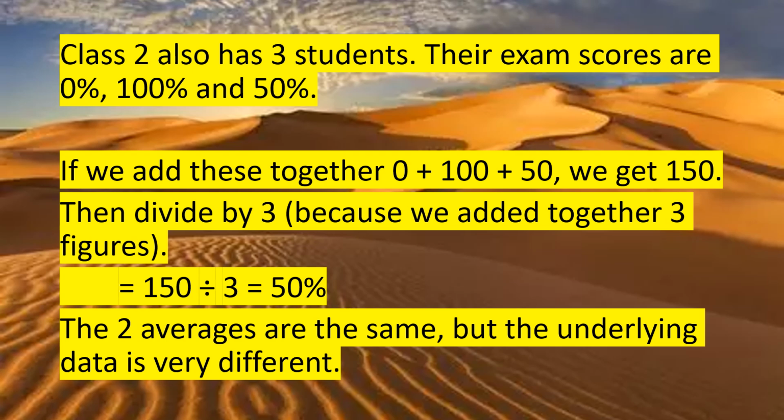So the two averages are the same, but the underlying data is very different. The first one, they were all very close to 50. In the second one, they were a long way away from 50.